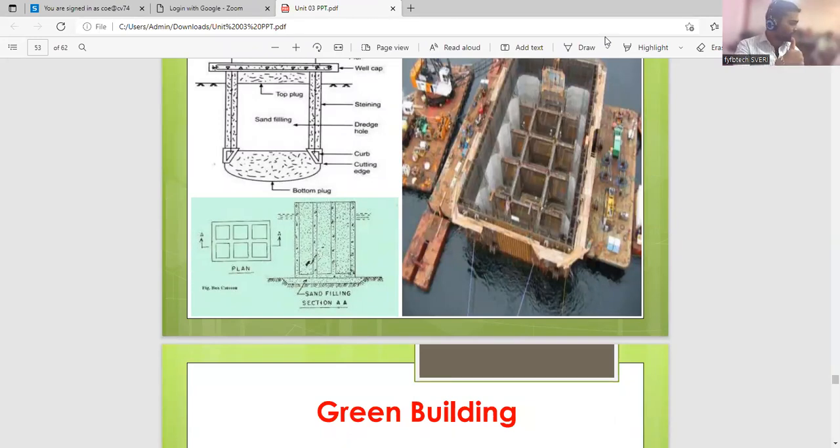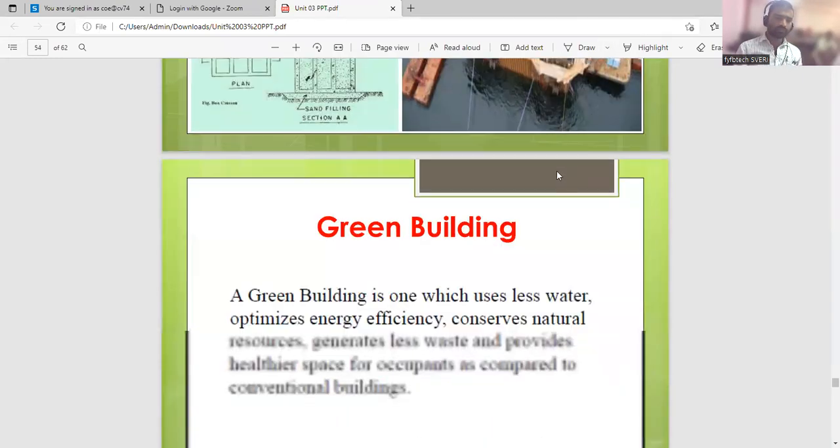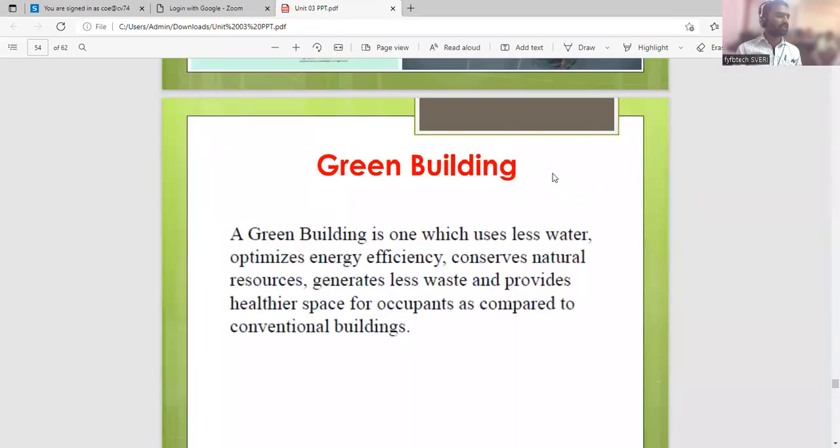In the deep foundation, there are two parts. One is pile foundation and one more is well foundation. Okay, these are the types. So next, coming to the green buildings.